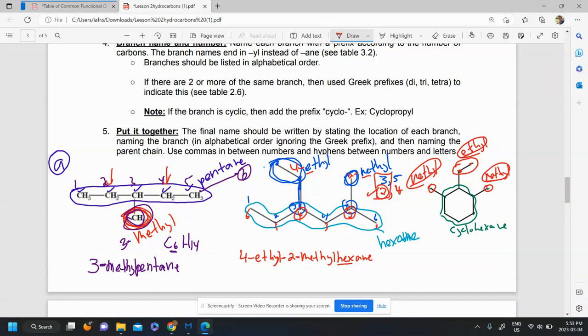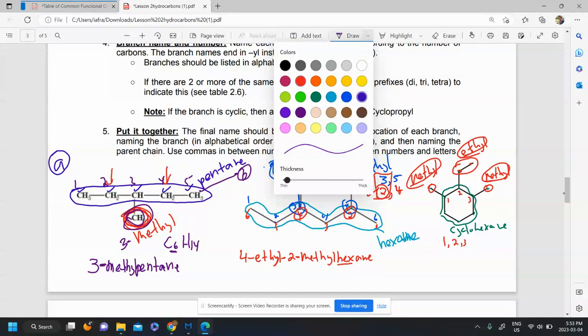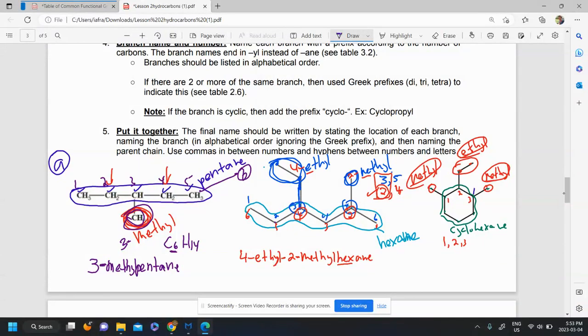So let's take a look at how we could number this. You remember you want to number it to get the first point of difference. I'm going to do a couple different ways. So I'll start numbering here. I'll do 1, 2, 3. So that's one possibility, going that way. Okay. I can go 1, 2, 3. That's the same thing. So it doesn't really matter.